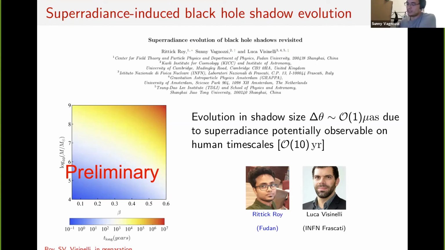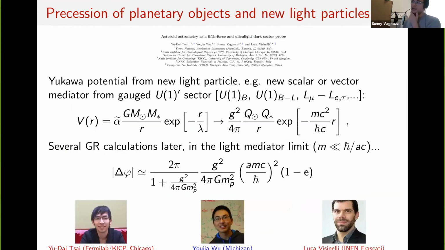And let me now discuss the very, very final thing in my talk, which is using instead planets and asteroids to look for ultralight particles. And the way it works is via precession. So we know that GR leads to a precession, which was observed, for example, in Mercury almost 100 years ago. Now, if I have a new light particle, which could be a new light scalar or gauged vector field, you can write down the effective Yukawa potential you get from this particle. And what this is going to do, if you do the full GR calculation, it's going to lead to a change in your precession from the GR value. I call it delta phi.